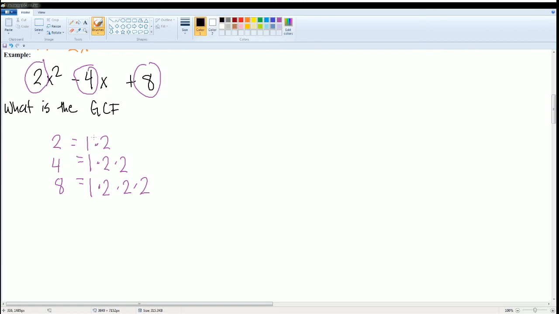Now you want to collect what they have in common. 1, and one 2. Anything else? Nope, that's it. So this equals 2. You would say that 2 is the GCF. Okay? What is the purpose of finding the GCF here?